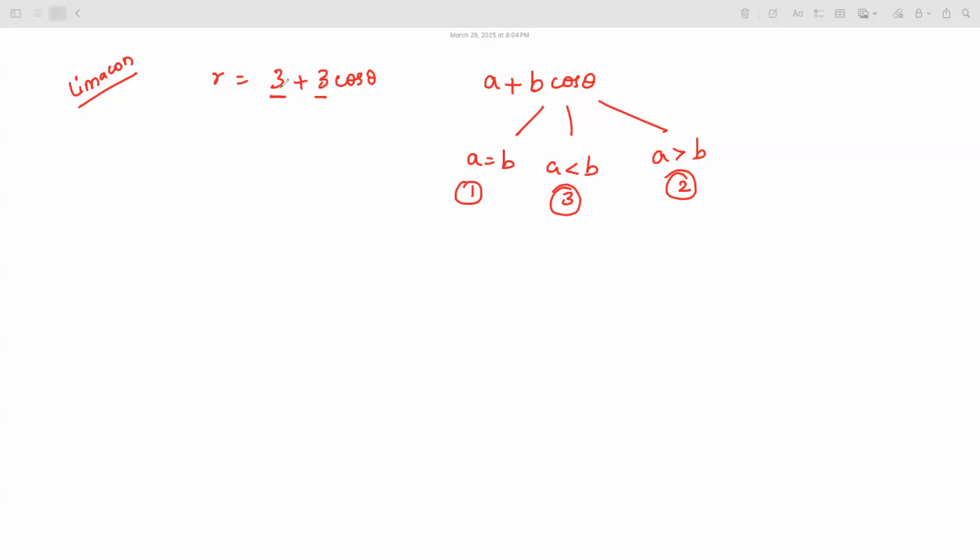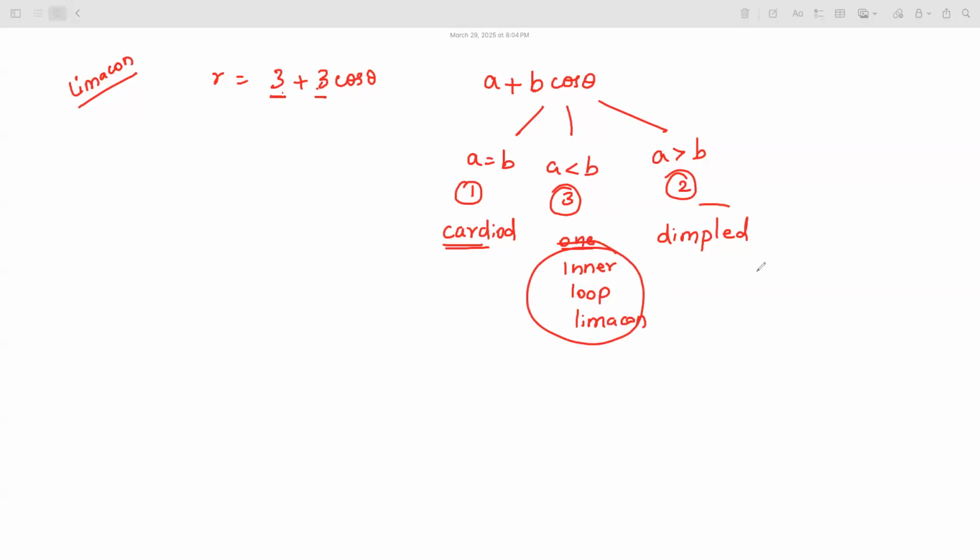So now this is going to be 3. The limicon can be called 3 different things. When a equals b, it represents a cardioid. You know why a cardioid? It looks like a heart, nice heart. Whereas when a is greater than b, it's a dimpled limicon. When a is less than b, it is an inner loop limicon. So these 3 we will cover.